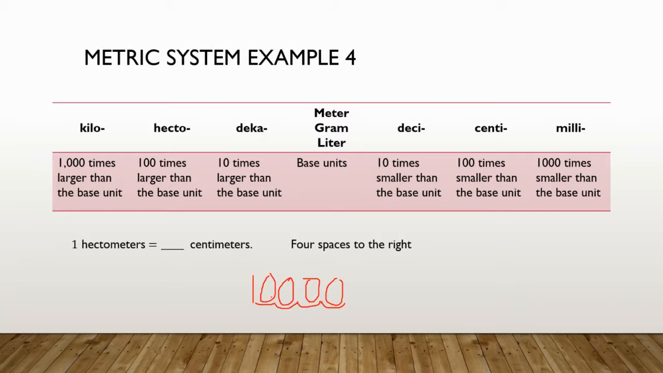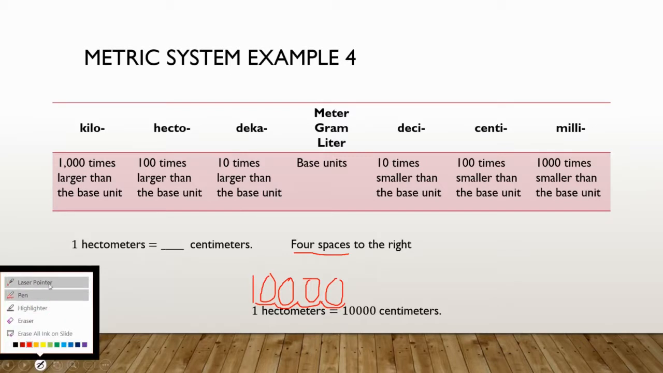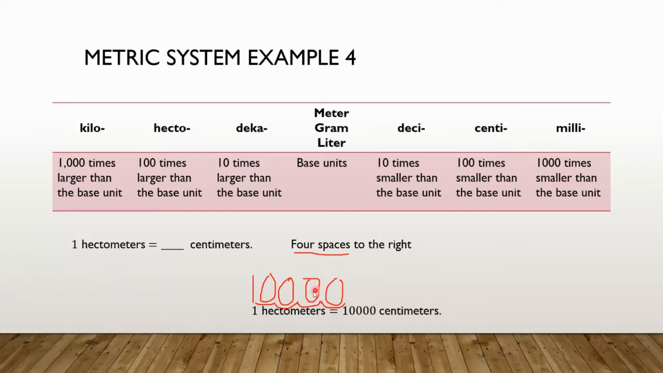So in other words, after moving the decimal 4 spaces to the right, it looks like we get 10,000. So 1 hectometer is the same as 10,000 centimeters. Let's see if I can move that. Okay. I know I wrote it in not the best spot, but hopefully you can still see that we get 10,000 centimeters. Okay, that's good.